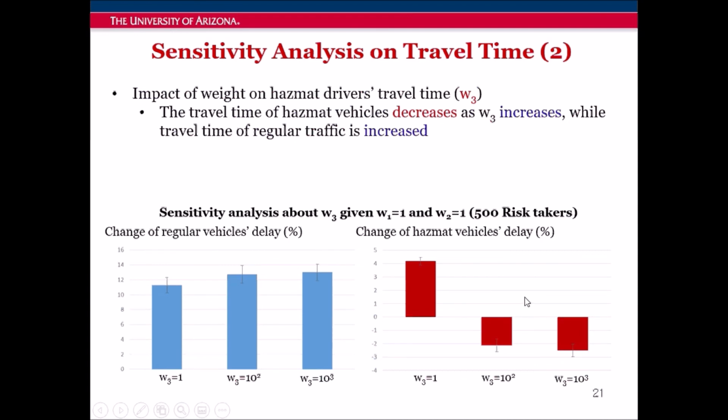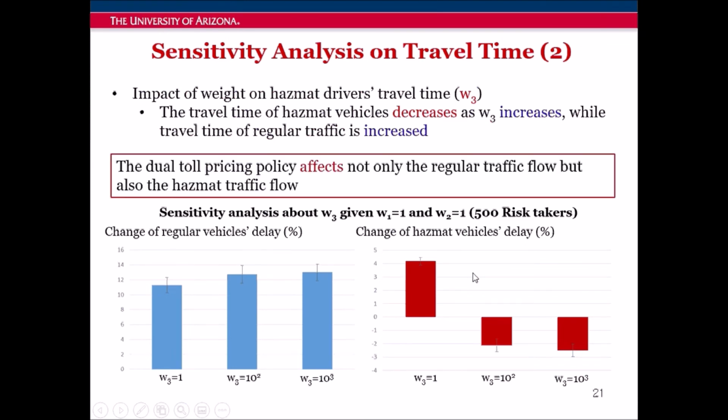You can see the impact of the three different weights on the objective function. So the dual price policy affected not only the regular vehicle traffic flow but also hazmat traffic flow. That's an important finding. In other words, it implies that if we use dual pricing appropriately, we can control the vehicle's movement.